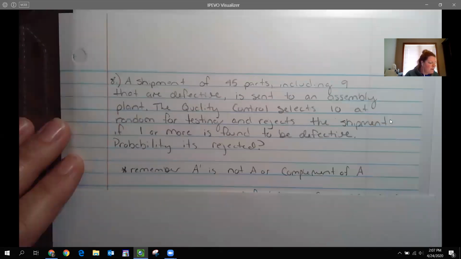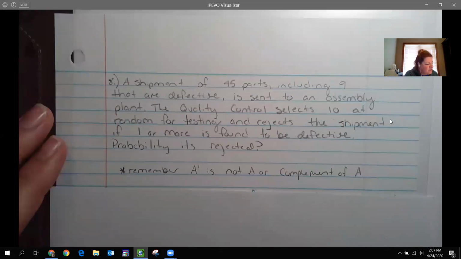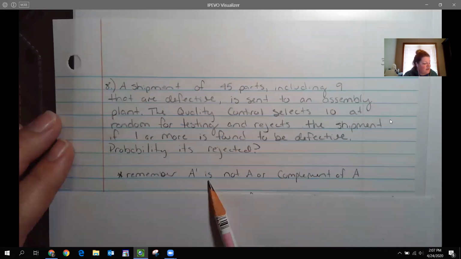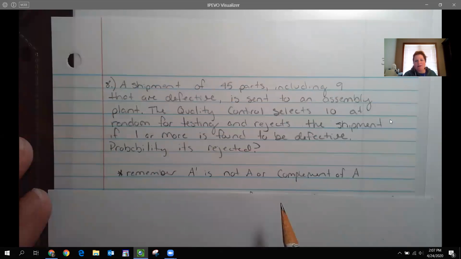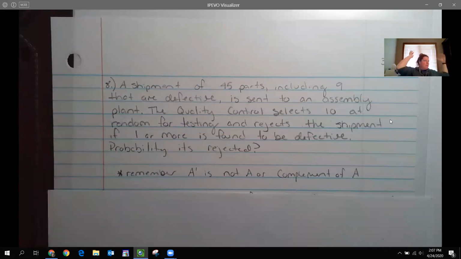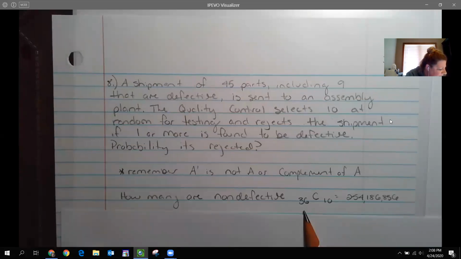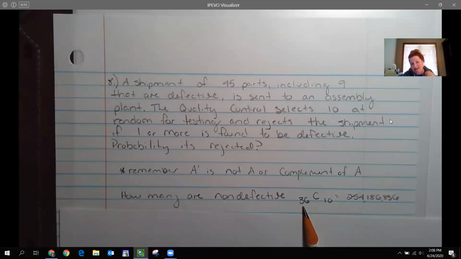Okay, so remember, if I do this little symbol here, it means not in A. So it's like a complement of A. So complement again is like, if it's 20% chance of raining, then there's an 80% chance of not raining. So they're like minusing 1. They're complement of each other. So how many are non-defective? So we would have 36, right? Because that's how many are not defective.